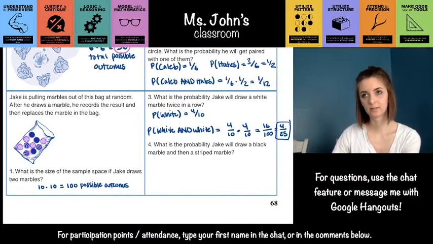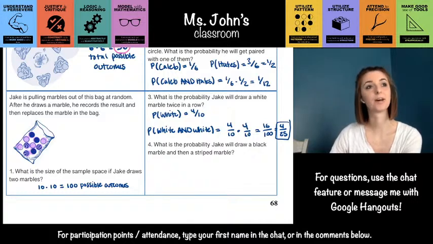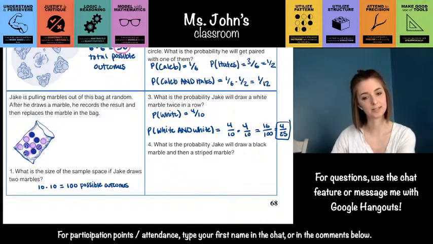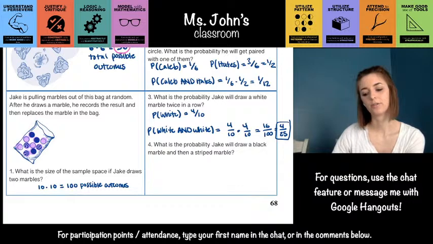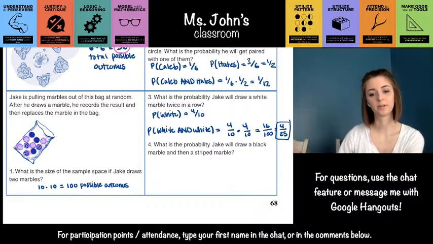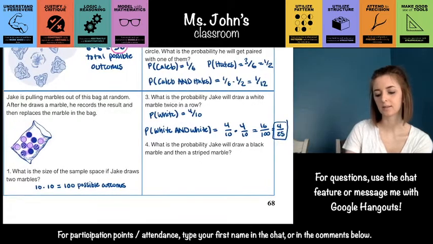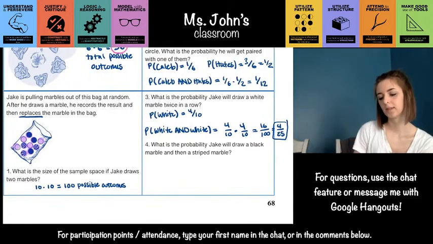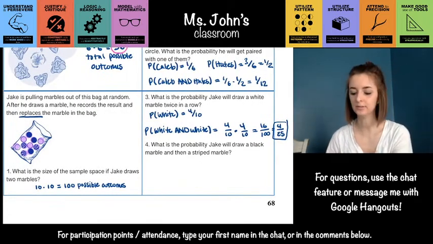And as a side note, you would have to factor in somehow that they're dependent on one another. So if you pulled out a white marble, then the probability of getting a white marble would be less the second time. Yeah. But here we are replacing the marble. That's why it's out of 10 both times.